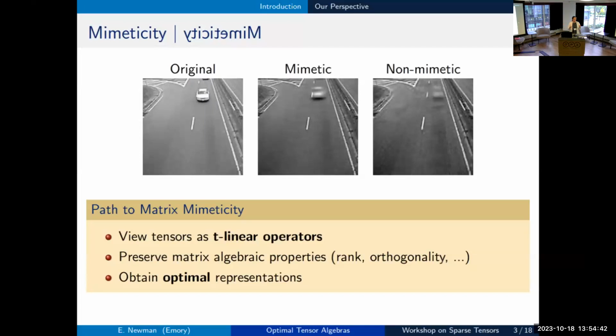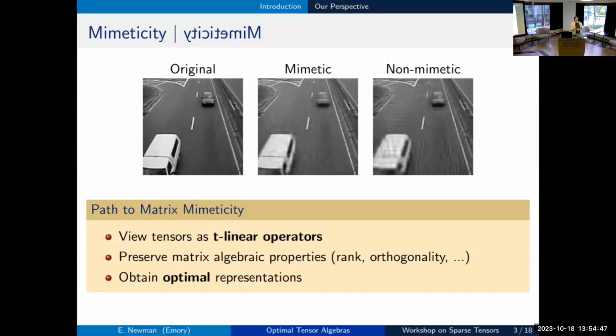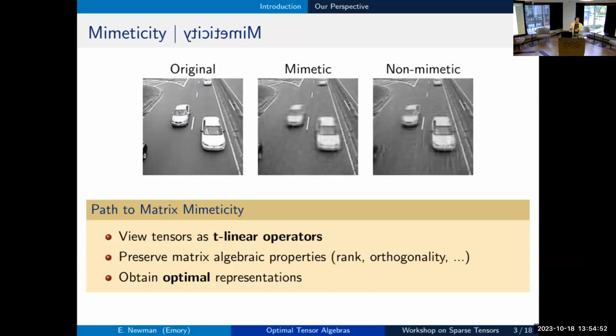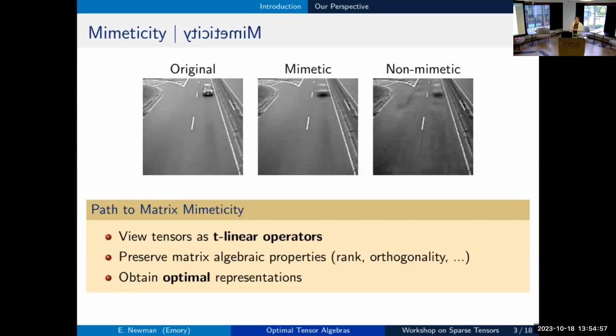And from this foundation, we're going to be able to preserve matrix algebraic properties like rank and orthogonality, lots of properties that we know and love. And then from this, we're going to be able to talk about these effective representations. In our case, they're actually going to be optimal. So let's start with that first point. How do we define tensors as operators? We use something called the star M product or the M product.